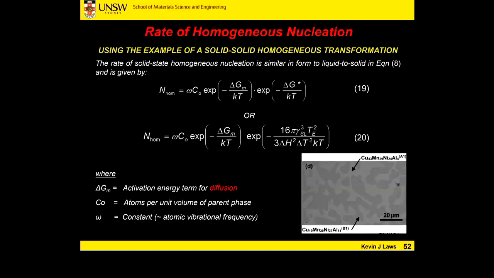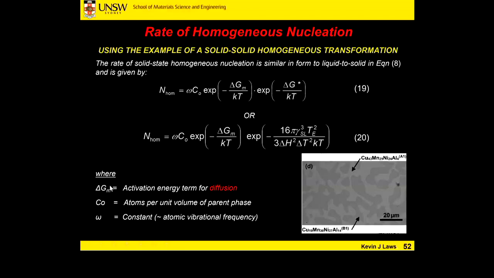All over again, okay, we can determine the rates of solid-state homogeneous nucleation in a similar form to the liquid-solid event in equation 8. Okay, in this case, it's given by this example here. We have this additional factor of GM, or we can rewrite that in terms of our volume.